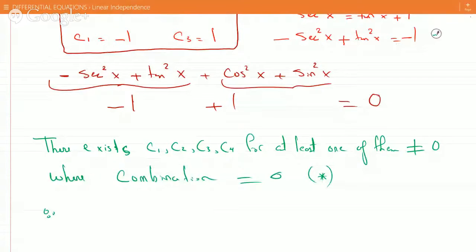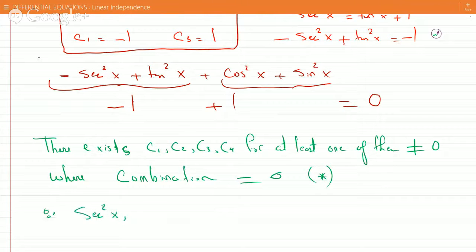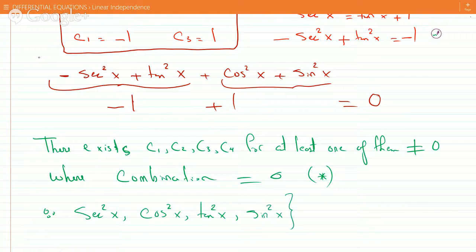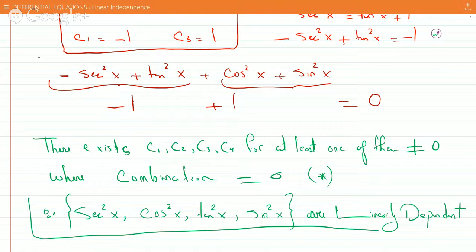Therefore, secant squared x, cosine squared x, tan squared x, and sine squared x are linearly dependent. So this concludes the proof.